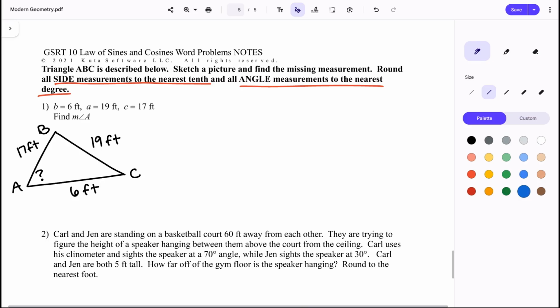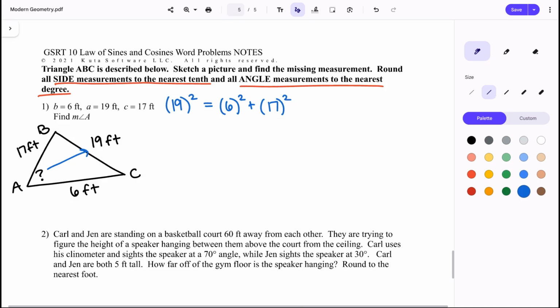6 squared equals 17 squared plus 19 squared. Do we start with the 6 squared? I don't remember. I think so. What angle are we trying to find? Oh yeah, you're trying to find angle A. So what side should we start with? 19. The 19, because we always start with the side that's across from the angle that we're looking for. So we're going to start with the 19 squared. And then we're going to do 6 squared and 17 squared.